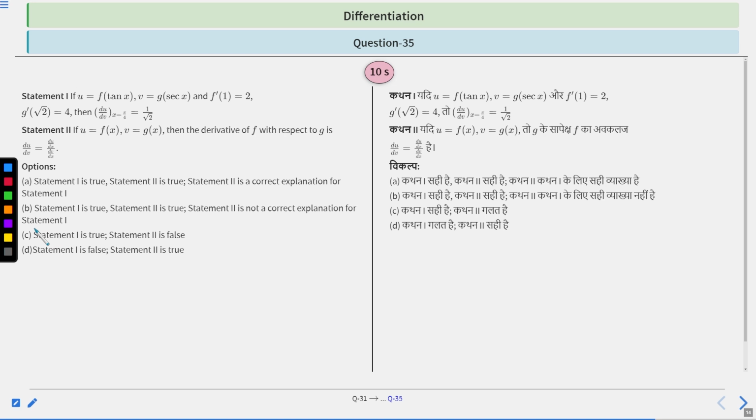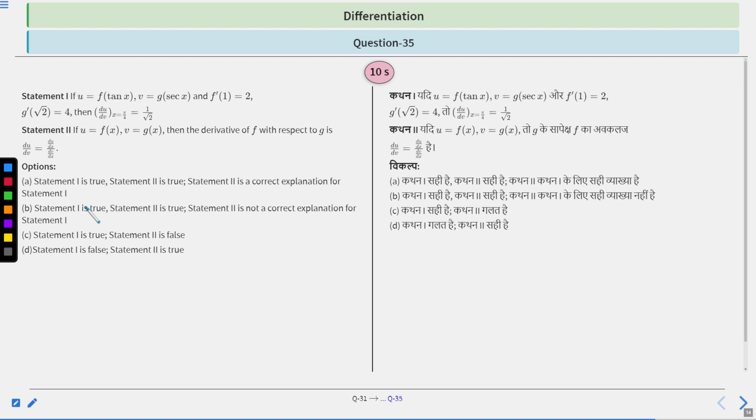Question number 35. Again two statements are given. Statement 1 is: if u is equal to f of 10x, v is equal to g of sec x, and f dash 1 is equal to 2, g dash root 2 is equal to 4, then du by dv at x equal to pi by 4 is equal to 1 by root 2. This is statement 1. And statement 2 is: if u is equal to f(x), v is equal to g(x), then the derivative of f with respect to g, du by dv, is equal to du by dx upon dv by dx, right? So let's analyze the two statements.